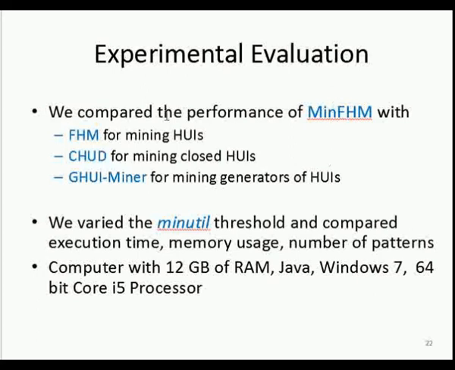So what we did, we compared the MinFHM algorithm, our new algorithm, with FHM to find out the minimal high utility item set, CHUD to find the close high utility item set, and GHUI miner to mine the generator of high utility item set. And then we varied the minimum utility threshold and compared the execution time, the memory usage, and how many patterns we can find to see if we find the minimal high utility item set, can we find very small set of patterns that would be like a summary, for example.